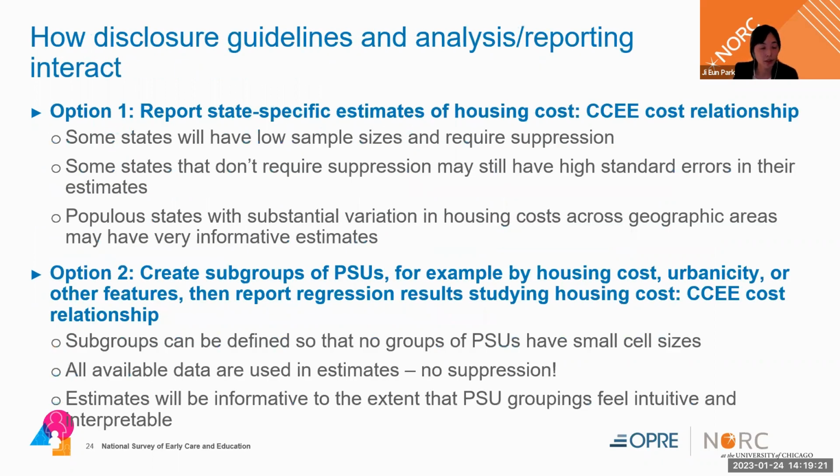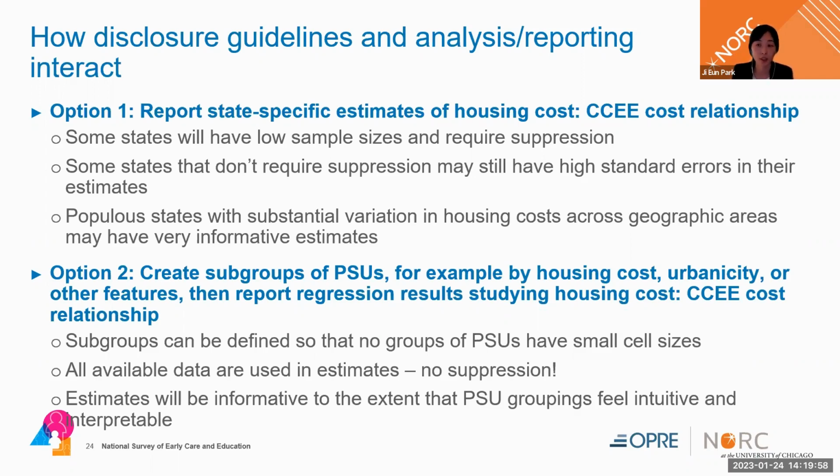So we're close to the end. So just to summarize everything together in one final slide about the disclosure risk. We talked a lot about using housing costs and looking at the relationship between housing costs and CCDF cost relationship. You might have an analysis proposal that's highly disclosive in your initial stage, but you may think about different options to reduce the disclosure risk and still be able to do your study.